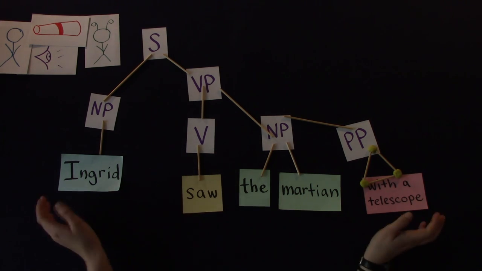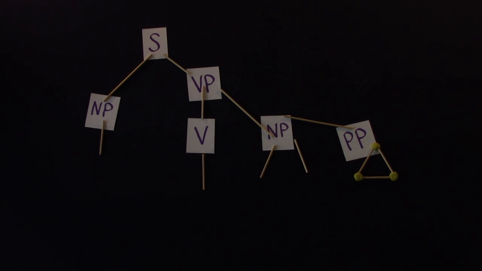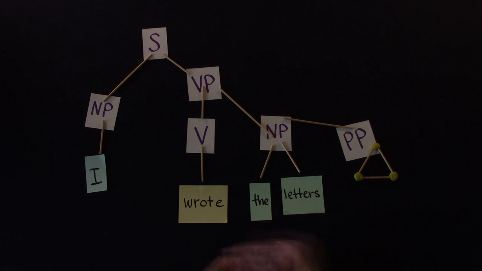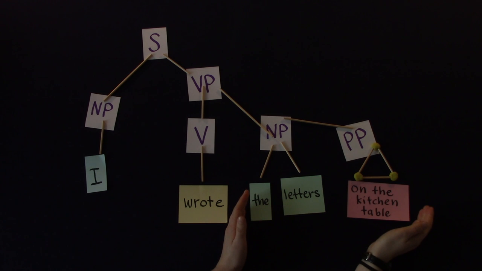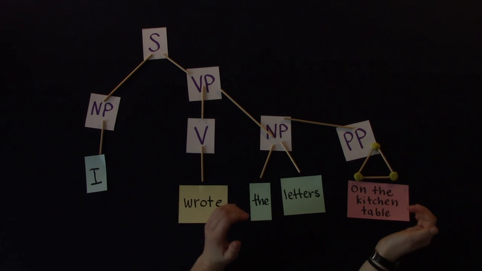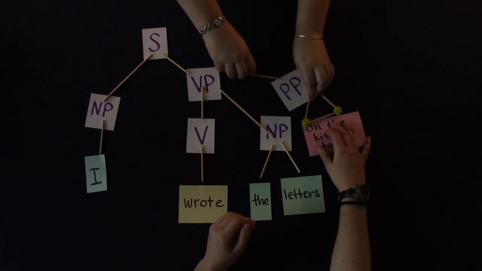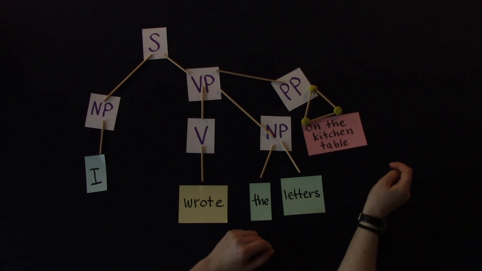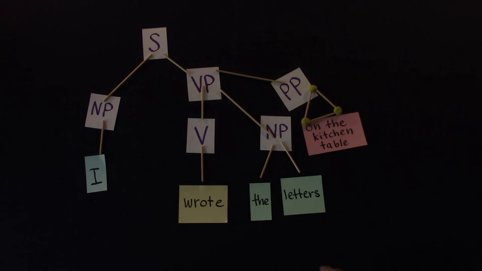Probably not. Let's try it with a whole other set of words. What about the sentence, "I wrote the letters on the kitchen table"? This sentence is also ambiguous. Under one reading, the letters are currently on the kitchen table, and I wrote them. Under the other reading, the kitchen table goes up here with the VP, and in this configuration, the letters were written at the kitchen table, but they could be anywhere right now.